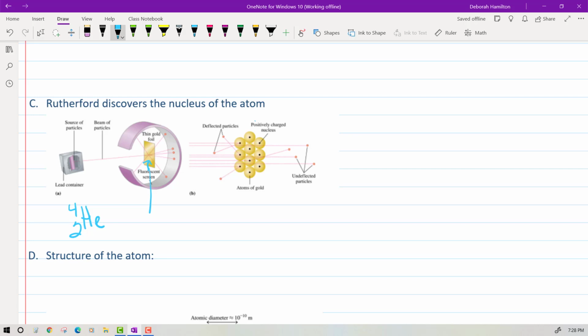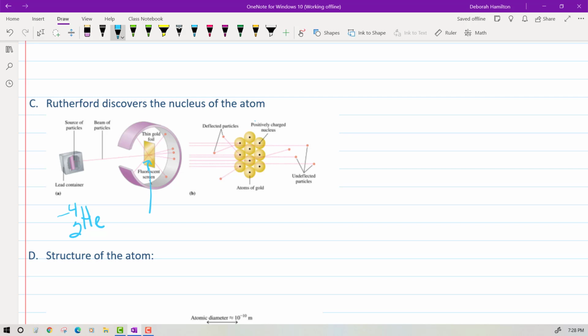A helium nucleus is, well, this is the helium atom. A helium nucleus is just two protons in the nucleus, and two neutrons together make this mass of 4. And it's just the helium nucleus. The electrons have been removed. And many of them go straight through.